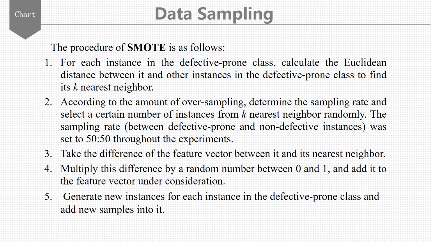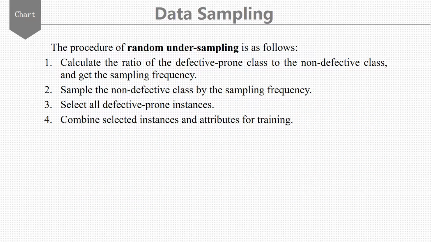SMOTE was proposed in 2002. It is an oversampling approach in which the minority class is oversampled by creating synthetic examples. Here is the procedure of SMOTE. Random undersampling is a simple method to select a subset of non-defective instances randomly, and then combine them with defective-prone instances as a training set. The procedure of random undersampling is as follows.